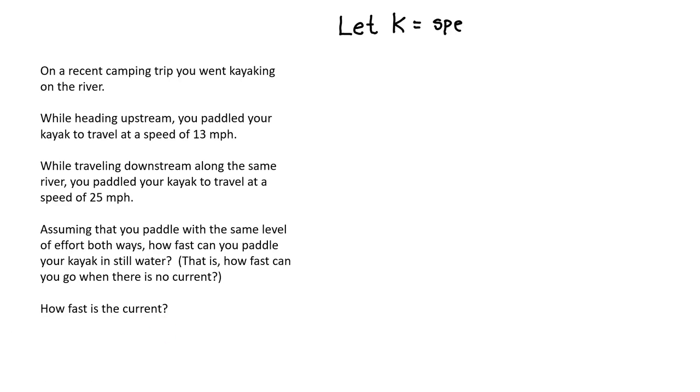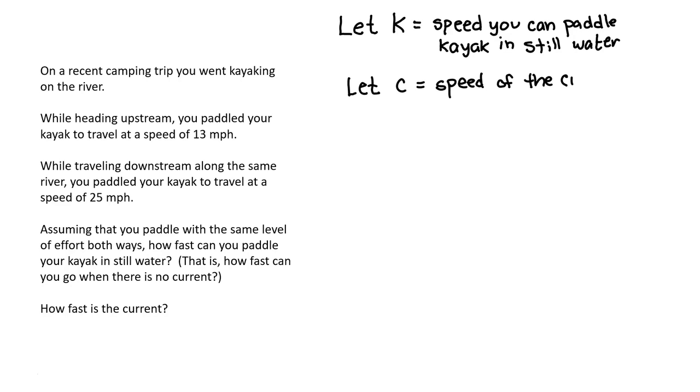So since we don't know what these are, we're going to let K equal the speed you can paddle the kayak in still water, and let C equal the speed of the current. Now, since there are two variables in this situation, you need to come up with two equations that relate them together in order to figure out what they are.